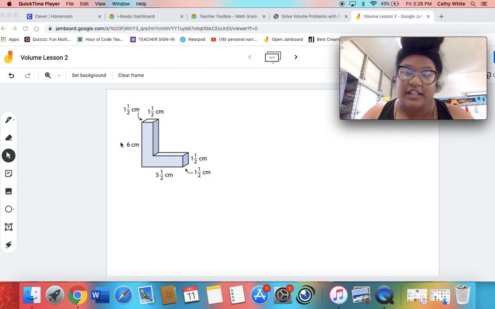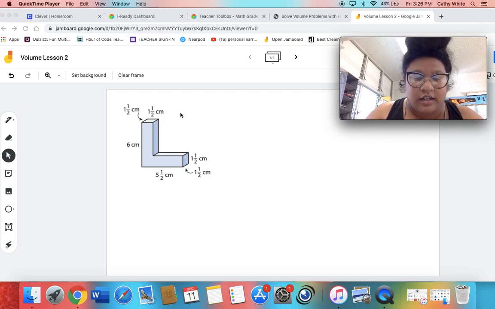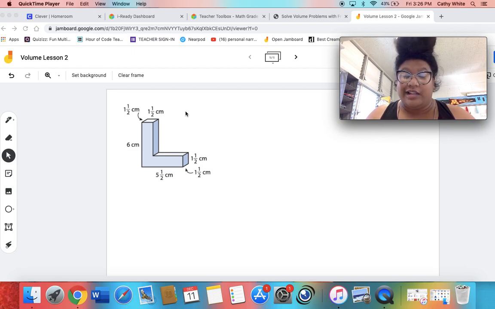And girls, let's take a look at this problem. So it's going to ask us, what is the volume of this figure? Now, it's not the perfect rectangular prism that we've had. It's more of like a combination of two rectangular prisms.